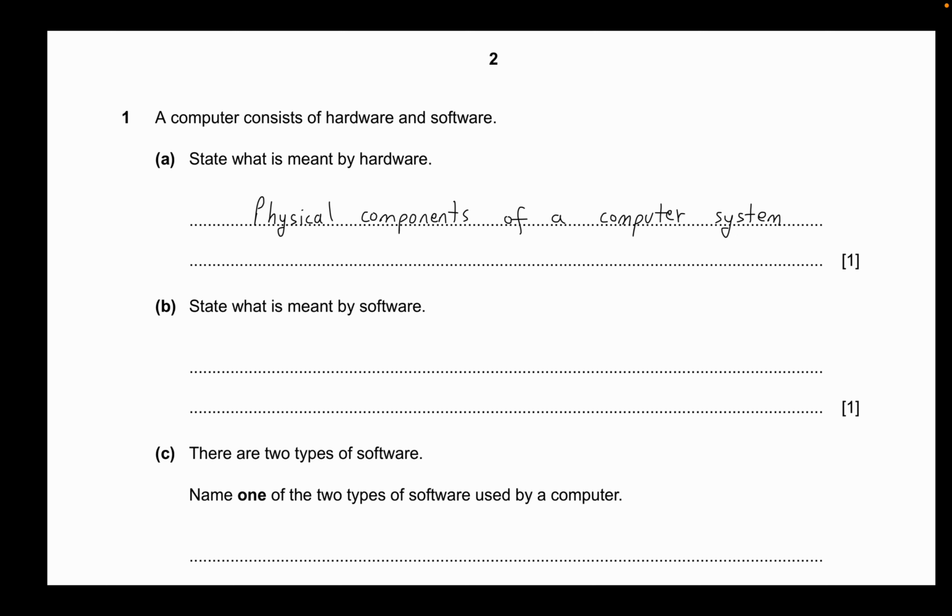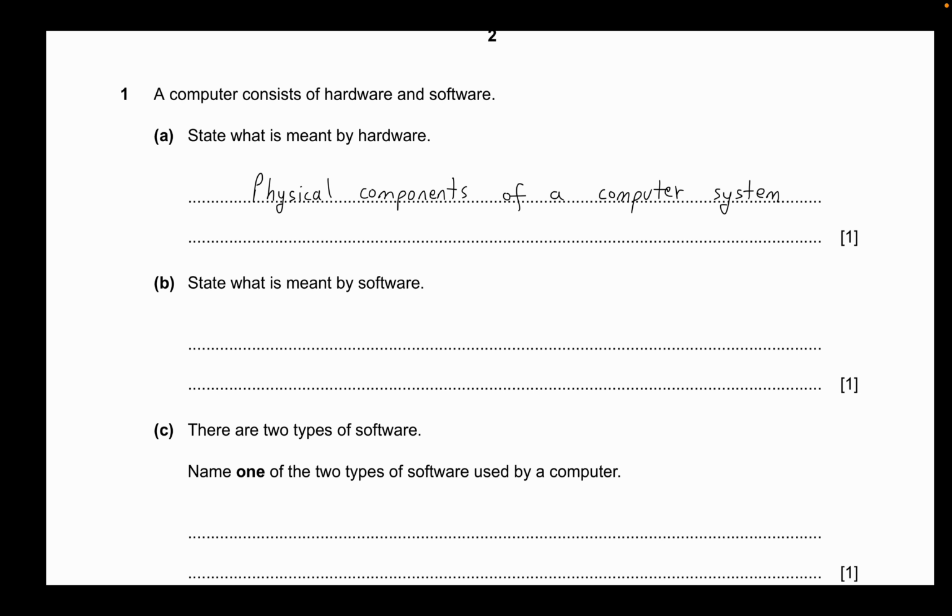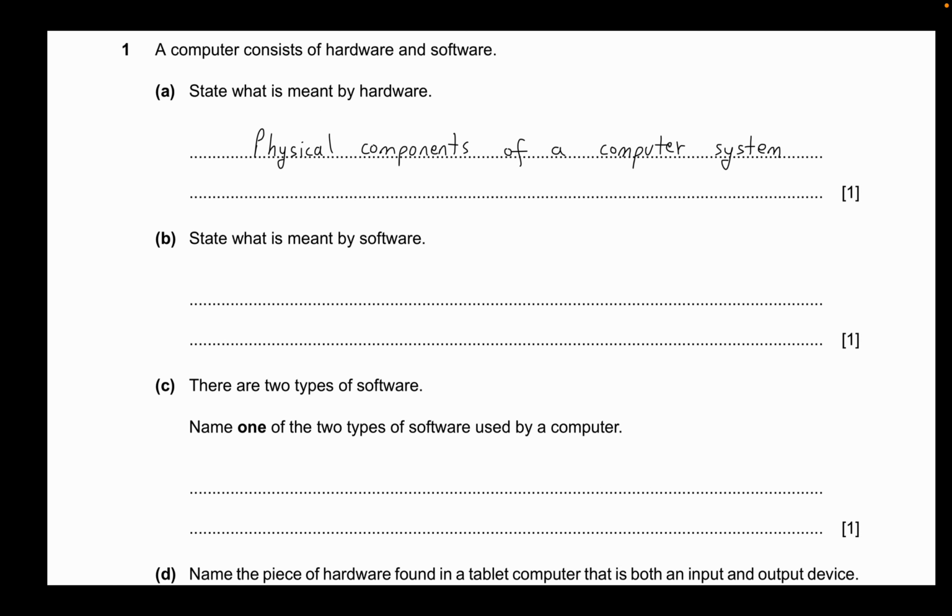State what is meant by software. Software is everything like the applications you're using. You can think of programs such as social media apps. That's all part of software. The operating systems are all part of the software side. So let's write some of the definitions of what is meant by software.